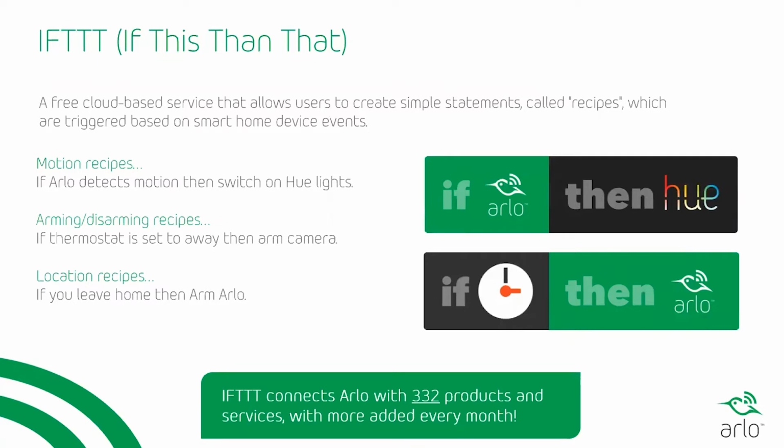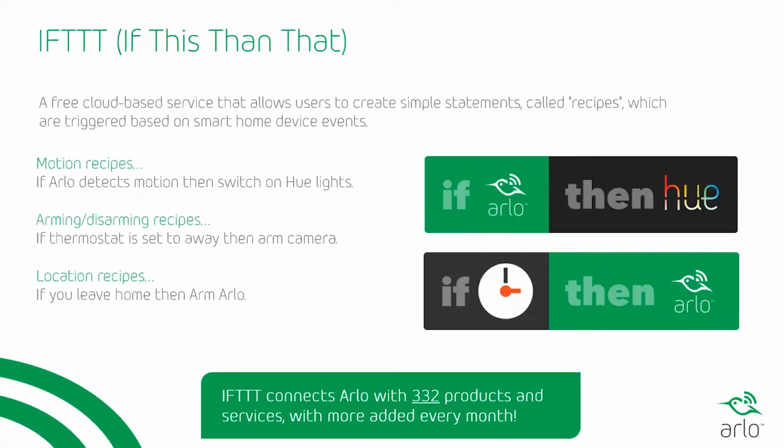When it comes to Arlo, it allows you to create motion recipes. So if Arlo detects motion, then do something. You can do arm and disarm recipes. So if a thermostat is set to away, then arm the camera. Then also location recipes. So if you leave home, then you can arm Arlo.